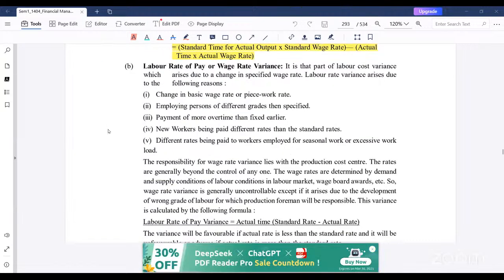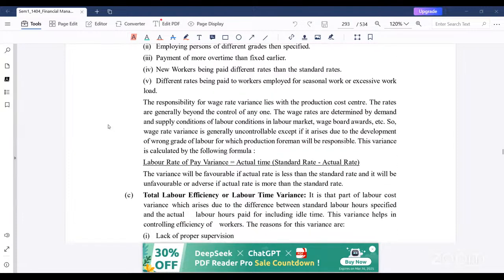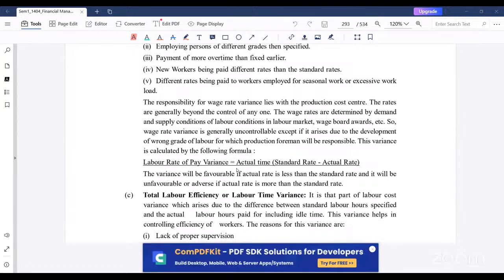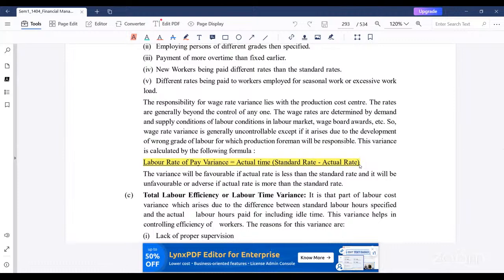Next, labor rate variance. Labor rate variance is equal to actual time into standard rate minus actual rate. Here we are talking about the rate. Whenever you're talking about the rate, you should take standard rate minus actual rate, and it is done for the actual time taken. So this is labor rate variance, LRV or LPV, whichever you want. Labor rate variance or labor pay variance.